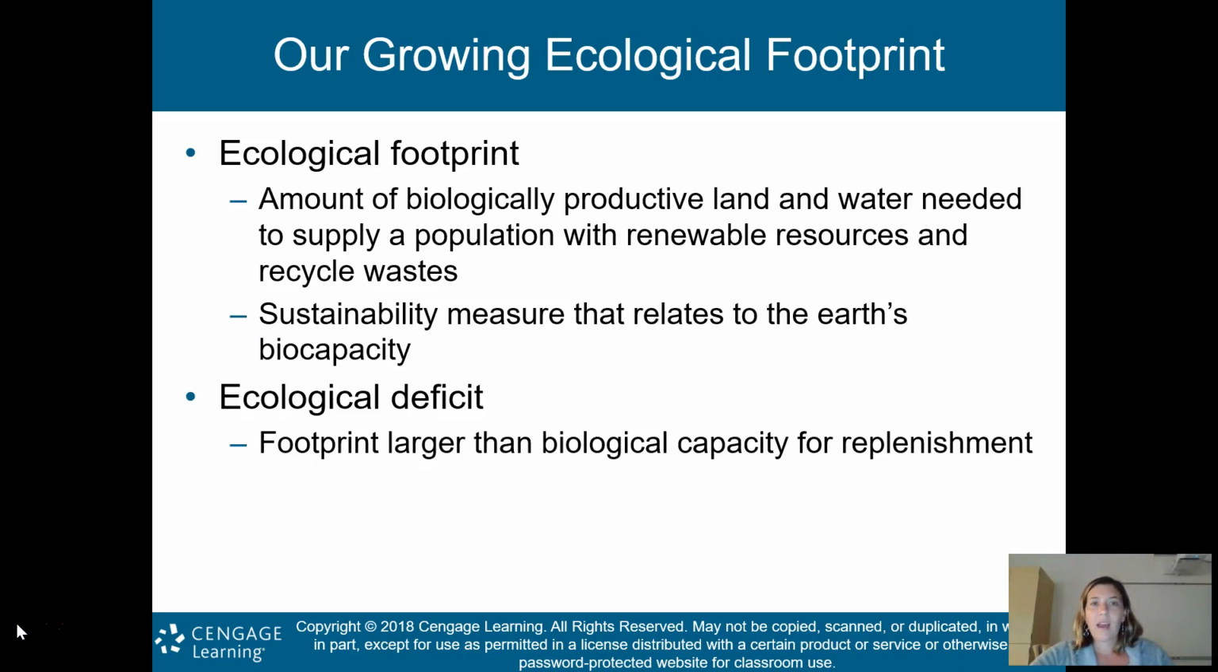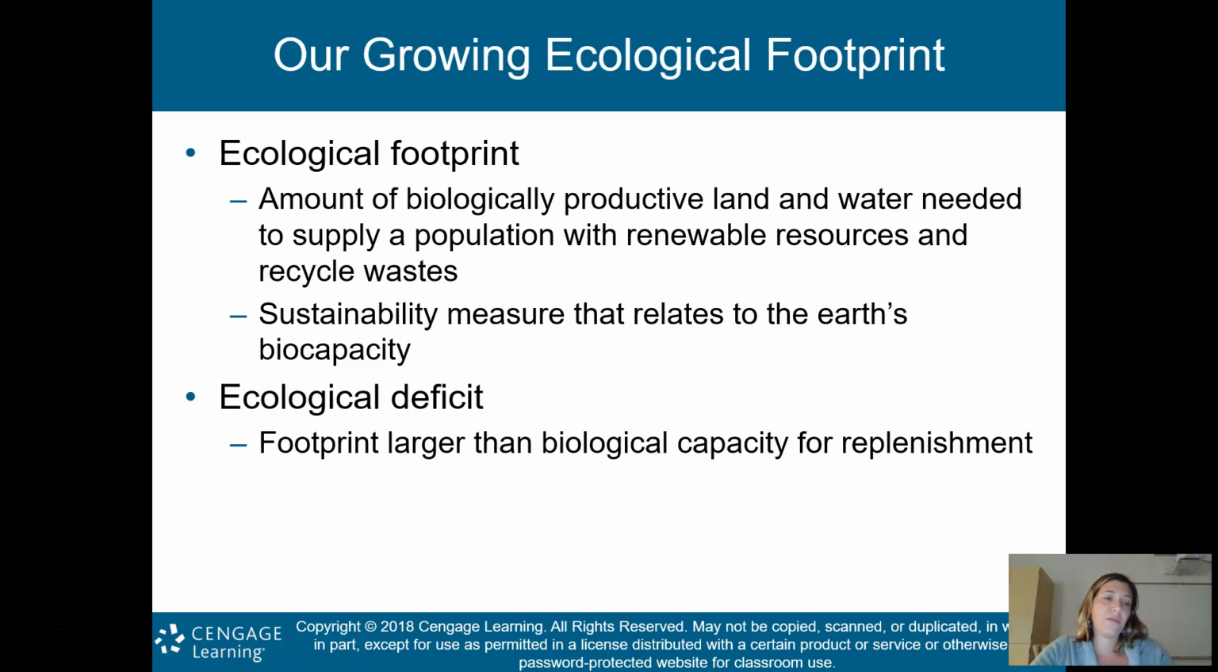So I'm not going to talk again about what an ecological footprint is. I think we all know that, but I do want you to notice here that it says an ecological footprint is a sustainability measure that relates to the Earth's biocapacity, and I just want you to understand what biocapacity is. So biocapacity is basically a measurement of the Earth's productive ecosystems that would be necessary to regenerate the renewable resources that we rely on. So it could be the resources of a city or a whole country or the entire world in a given year, right? So what proportion of ecosystems are needed to produce those natural resources that we rely on.